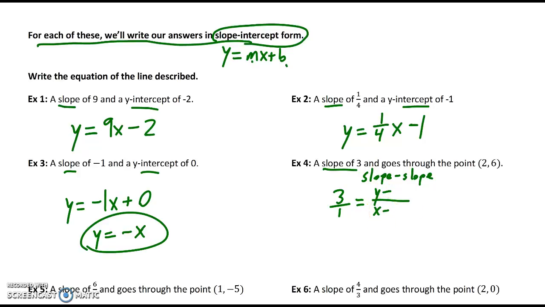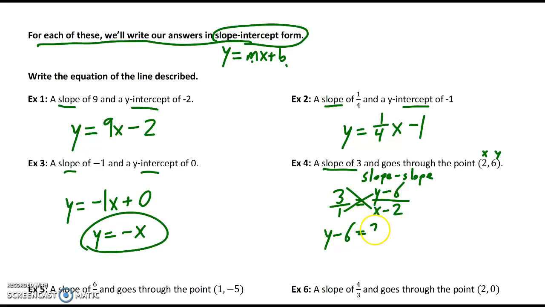Then all you have to do is plug in your x and your y point after these. So y minus whatever the y coordinate is, which is 6, and the x coordinate is 2. Okay? And then now you cross multiply. Okay? 1 times y minus 6 is just y minus 6.